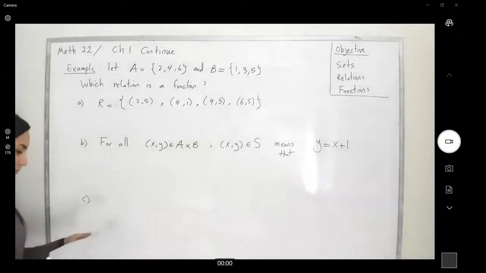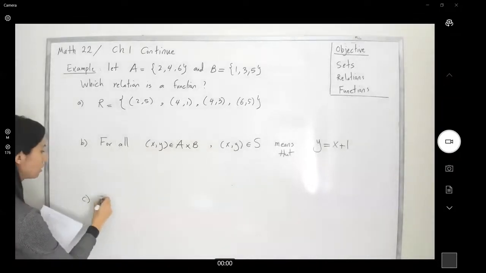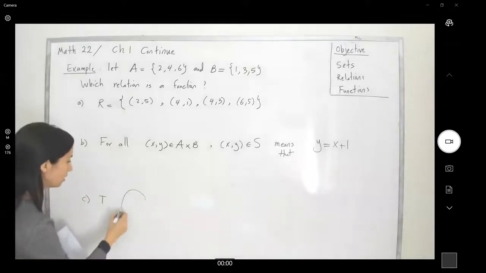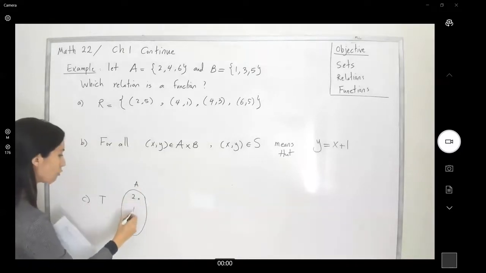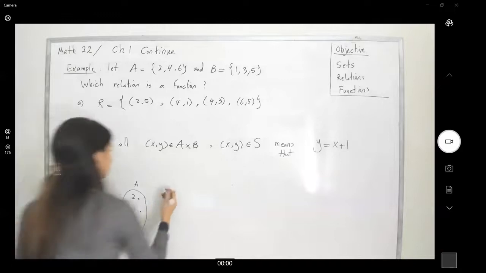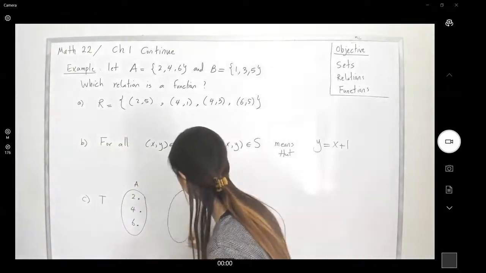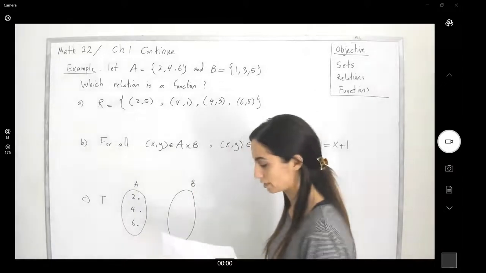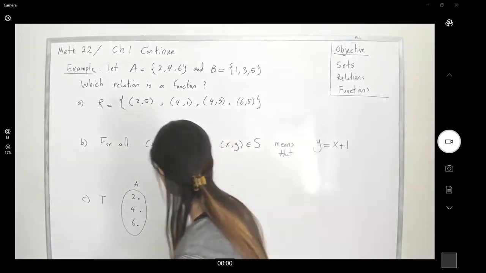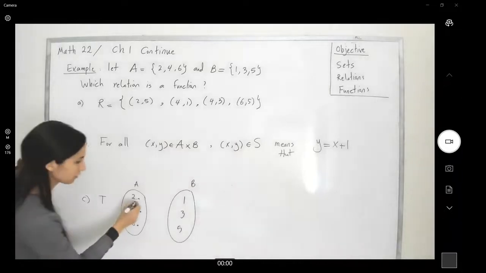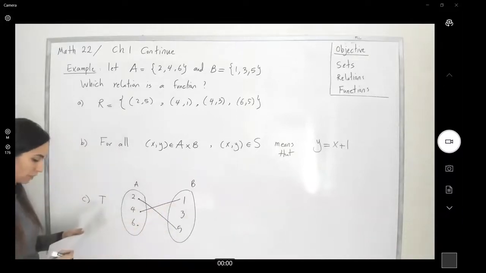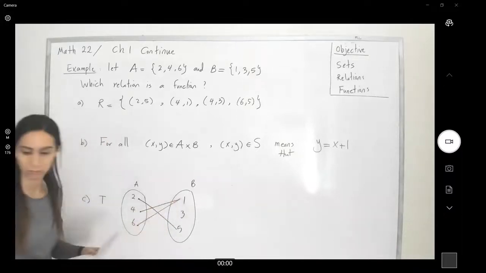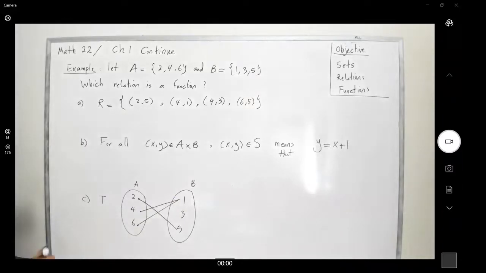And finally, C, relation T is defined this way. From set A, 2, 4, and 6, we map to the second set B, which has 1, 3, 5, and we define this relation this way: 2 to 5, 4 to 1, and 6 to 1. Which one is a function?